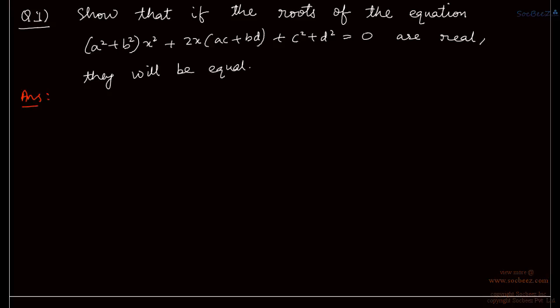So let's start with the discriminant, which is given by D equal to b squared minus 4ac. It's not the same a, b, c being used here. The b squared and 4ac are from the equation ax squared plus bx plus c. So the b here is 2 times (ac plus bd), this whole squared, minus 4 times a, which is a squared plus b squared here, and c, which is c squared plus d squared. So let's expand everything.